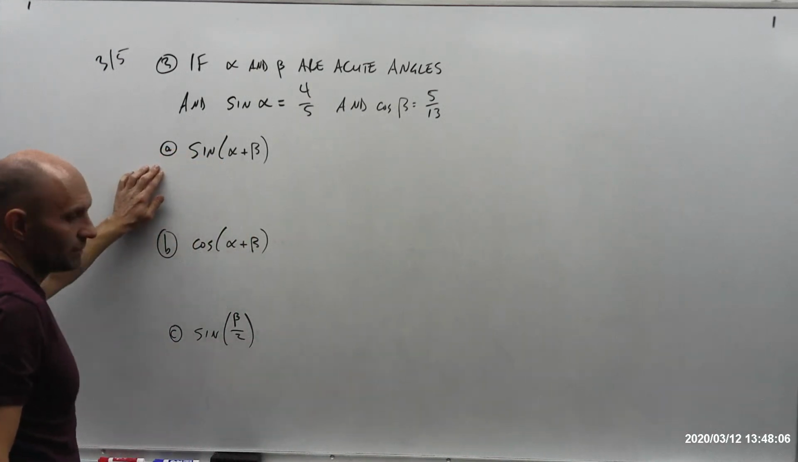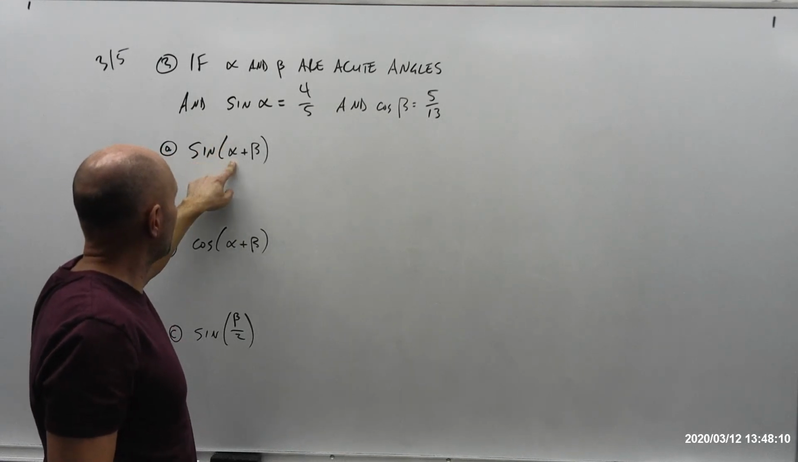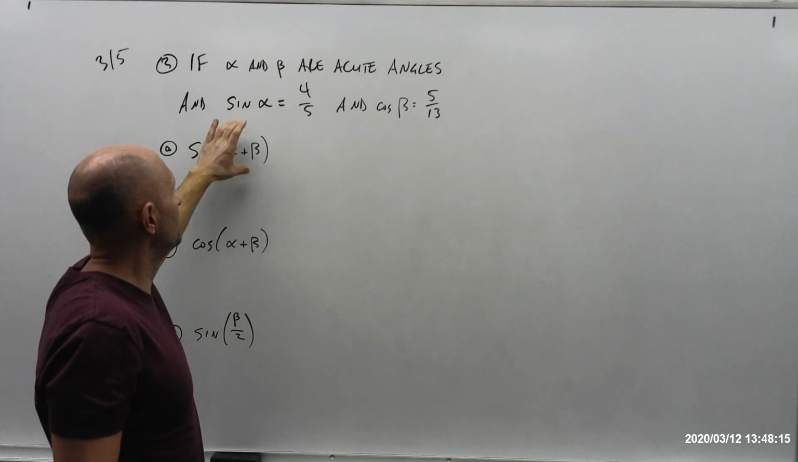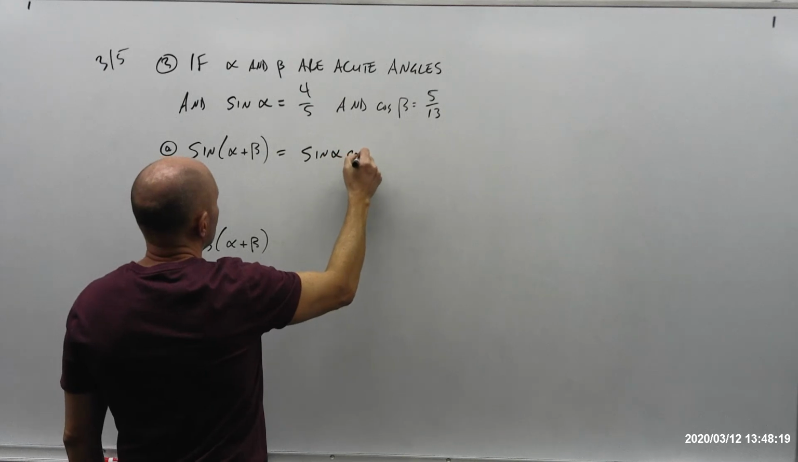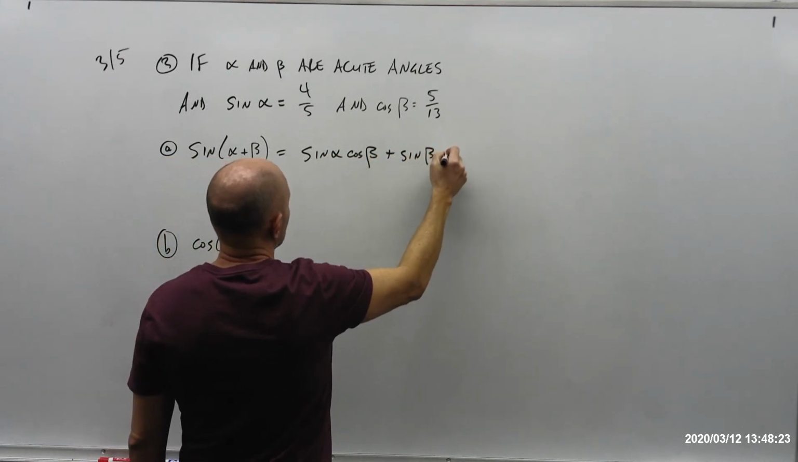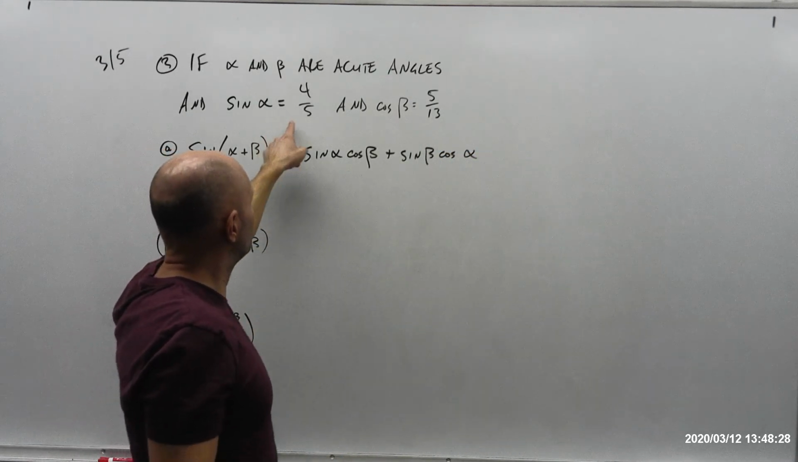So for A, again, two mistakes to watch out for. This is not sine of alpha and sine of beta added together. This is our sum and difference. So this is going to be sine of alpha times cosine of beta plus sine of beta times cosine of alpha. So for these, I'm going to need to build a triangle with both of these.